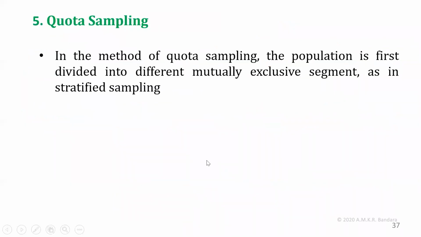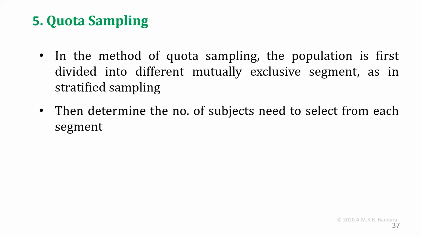Then the next method is quota sampling. This is a non-probability sampling, non-random sampling. People use it frequently for its easiness. Here, first you decide the sample size. Then identify the segments in the population.